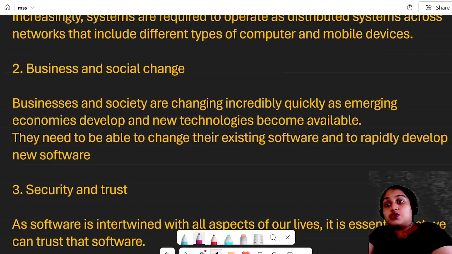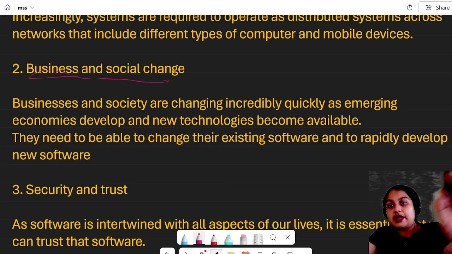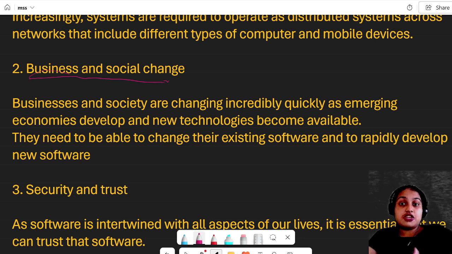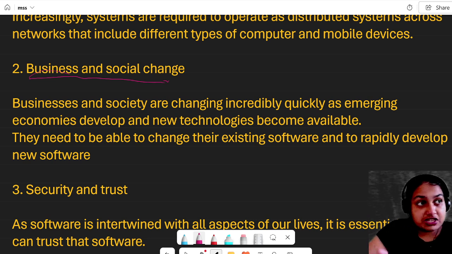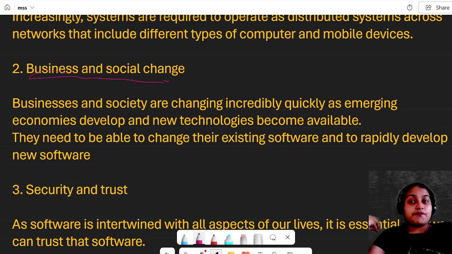Then business and social change. Okay, change, we know it is always an issue. Businesses and society are changing incredibly quickly because of emerging economies and new technologies becoming available. So we have to keep on changing, we have to keep on evolving. The evolution process has to be a continuous one. It does not stop anywhere. So they need to be able to change their existing software and to rapidly develop new software. So this is something different, and that is another issue.